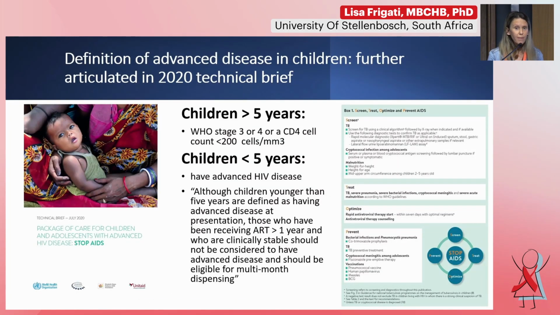Then a policy brief that came in 2020 redefined children less than 5 years of age. They still have advanced HIV. However, if you have been clinically stable and on ARVs for more than a year, you shouldn't be prevented from accessing multi-month dispensing. So we don't want to make it harder for children and increase pill burden.